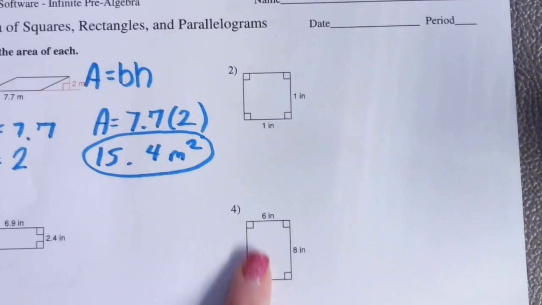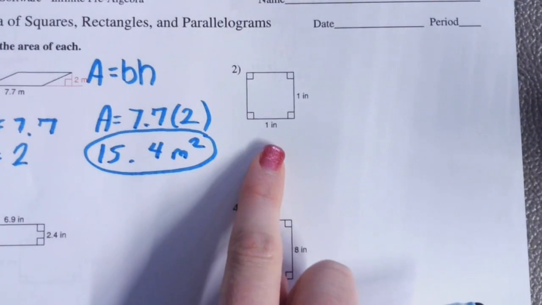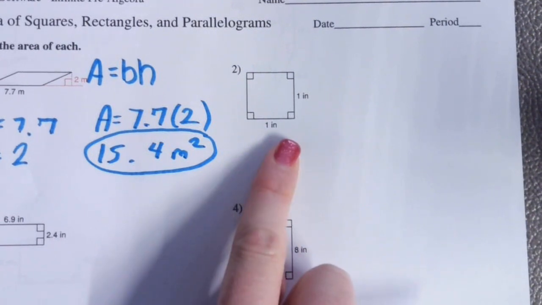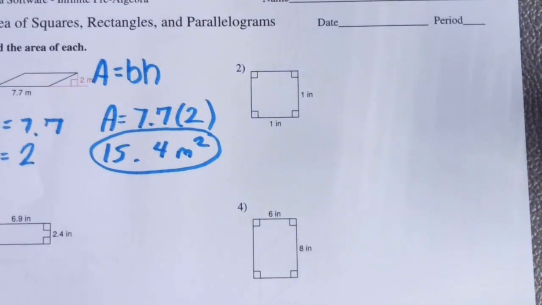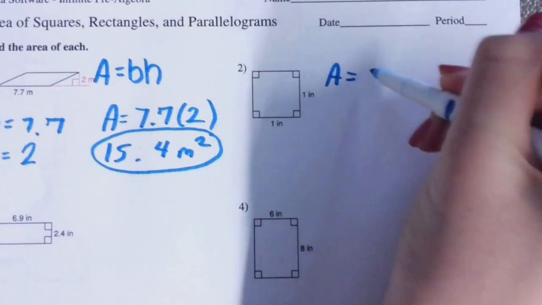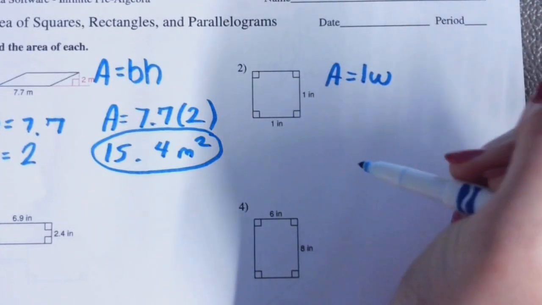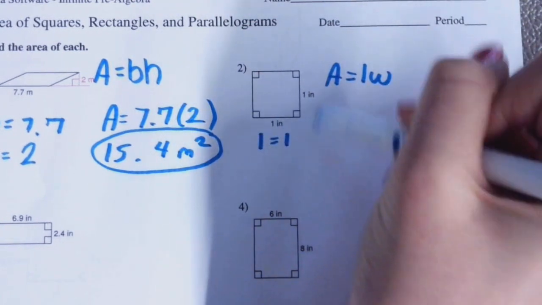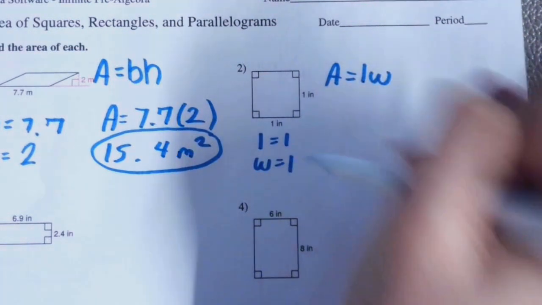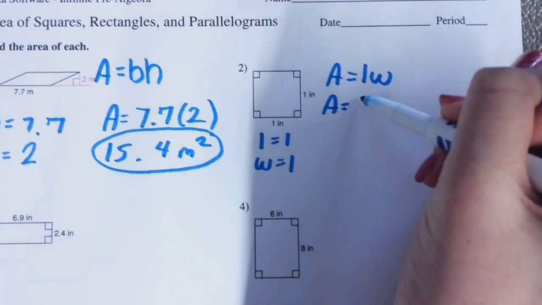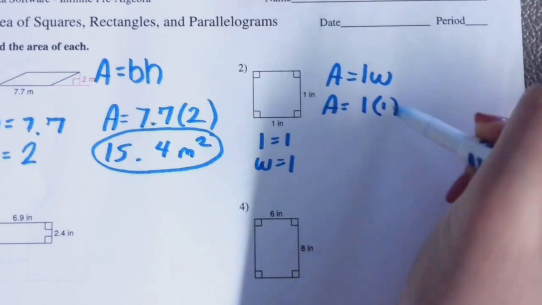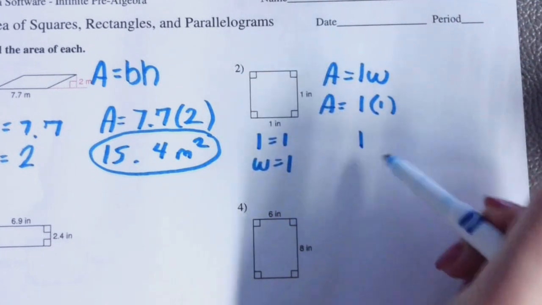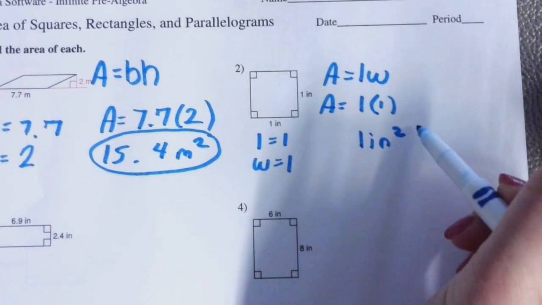Next one, number 2. Let's figure out what shape this is. This is a square, or we can call it a rectangle because a square is a rectangle. I'm going to use the rectangle formula: area equals length times width. Okay, so let's label. Our length is equal to 1. Our width is equal to 1. So in our formula, we're going to plug it in here. Area is equal to 1 times 1. So 1 times 1 is equal to 1. I'm going to put my unit out here, inches squared, because we're looking at area.